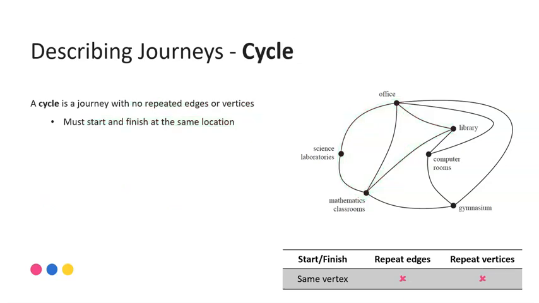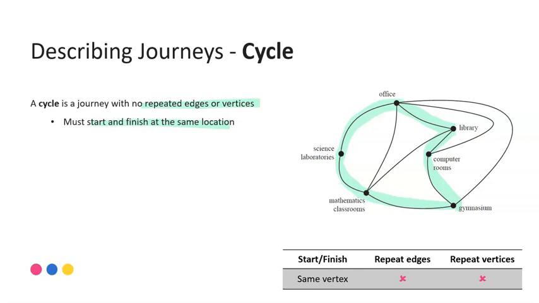Our second type is called a cycle. Here, again, we start and finish in the same location, but this time there are no repeated edges or vertices. So I can't pass back through the same location more than once. And so I might say that my cycle is an example of gym to maths to science to the office, library, computer, and back to the gymnasium.